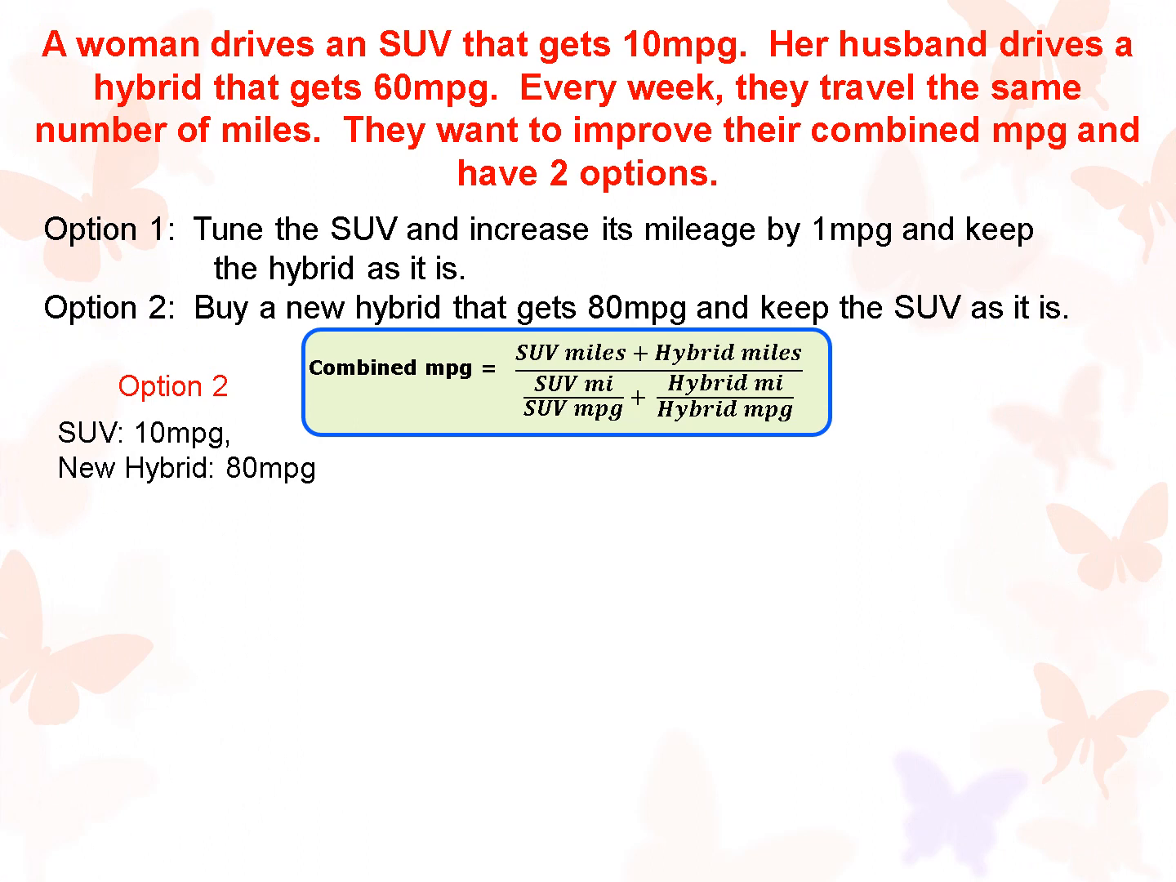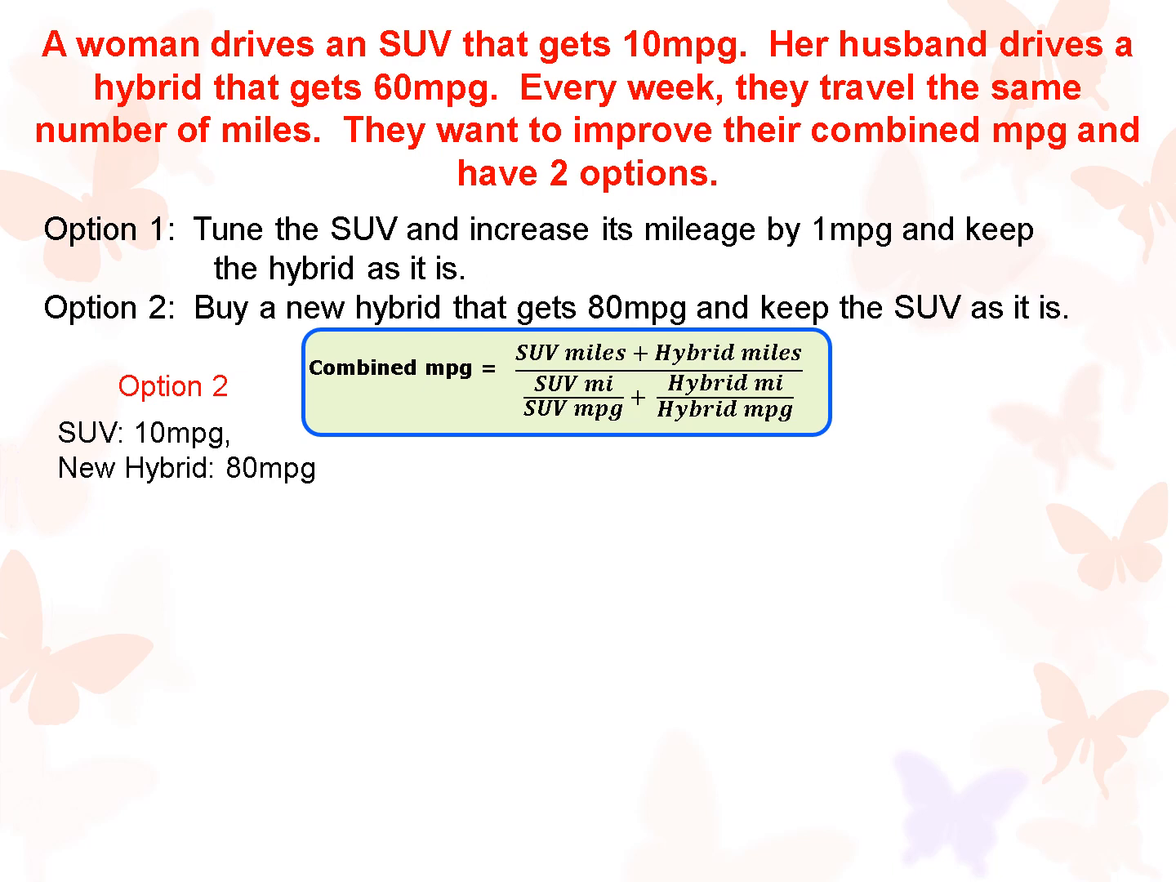Okay, let's look at option 2 now. So this time we're going to buy a new hybrid. So our new hybrid is 80 mpgs. And we're going to keep the SUV the same as it is. So we're going to see where that puts us as a combined MPG so that we can evaluate which option is better for us, option 1 or option 2.